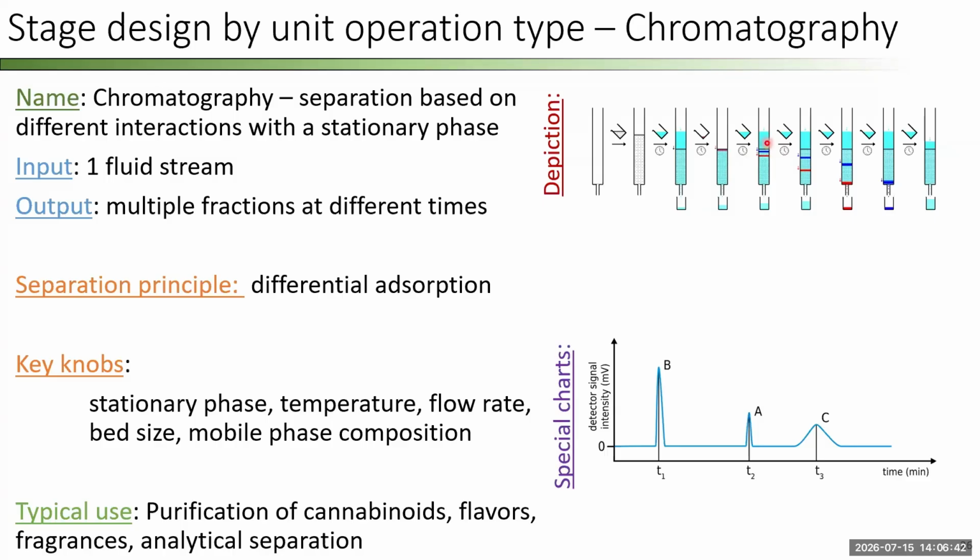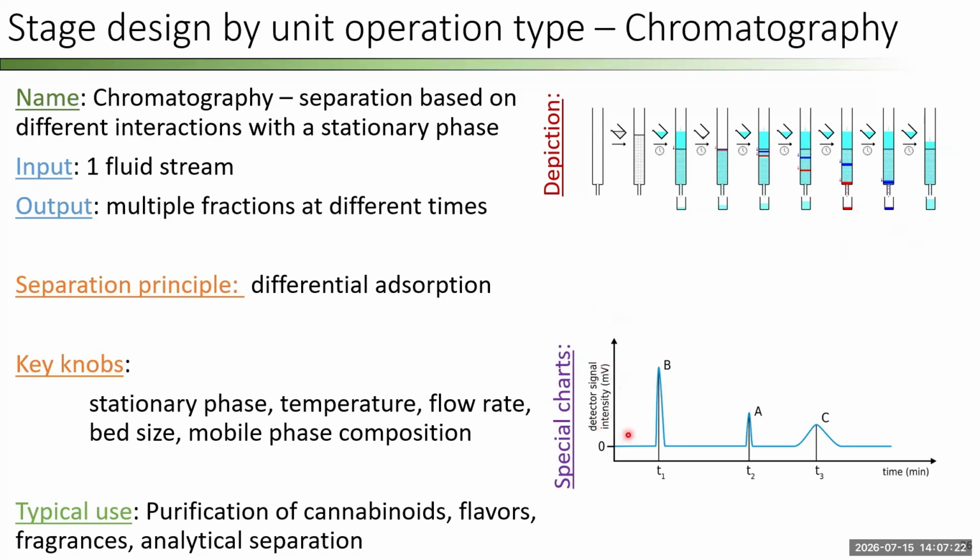Because of that, you end up getting separation. As this line of fluid moves down the column, you get separation of, in this case, blue and red molecules. You can keep adding more and more fluid and it flows down. Then you capture different aliquots of this, and you can section off what you're collecting.